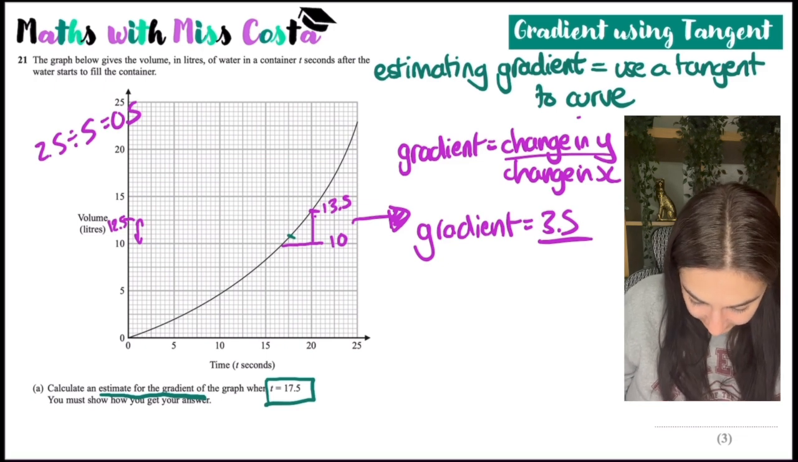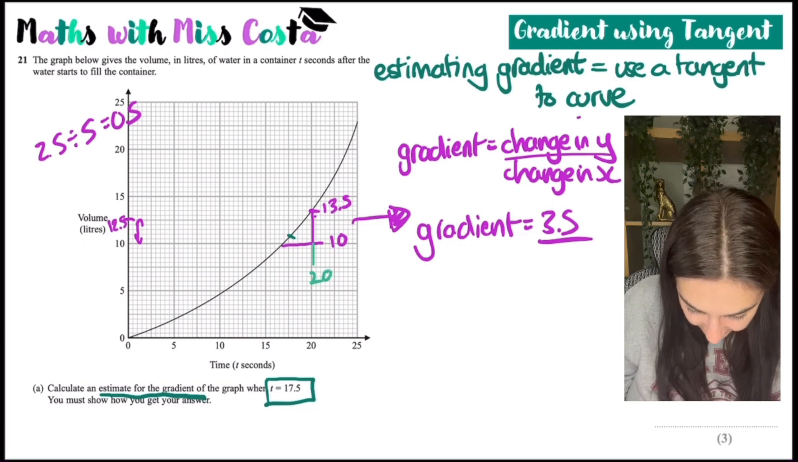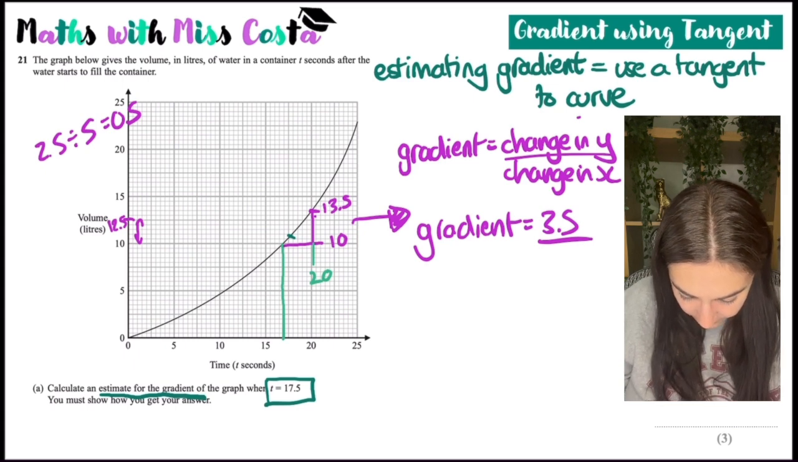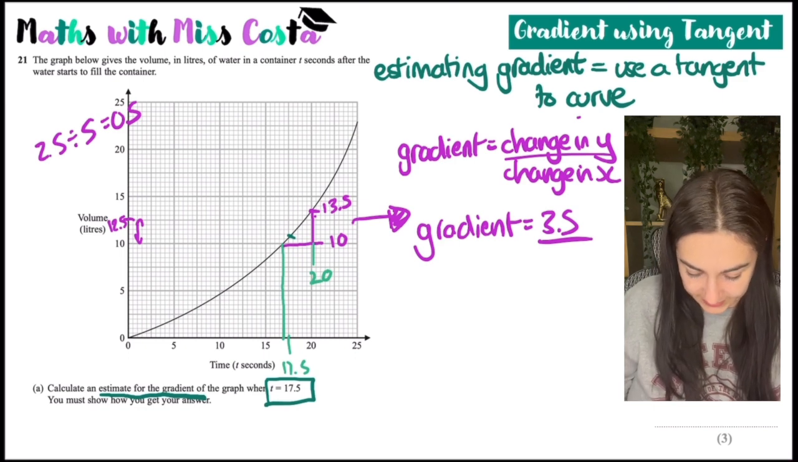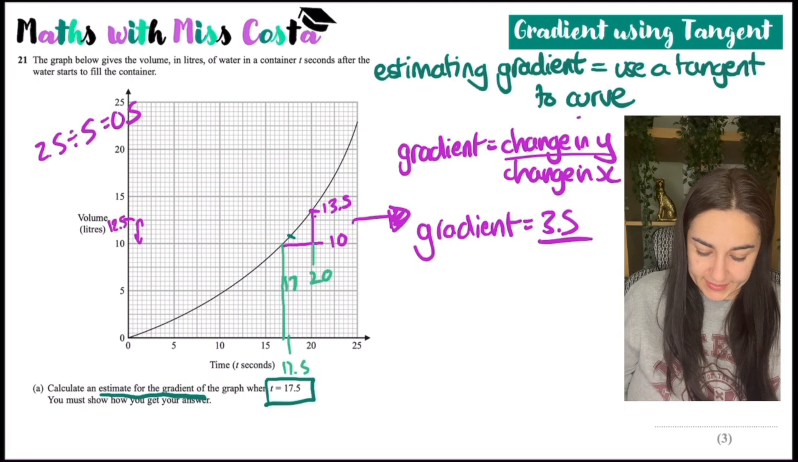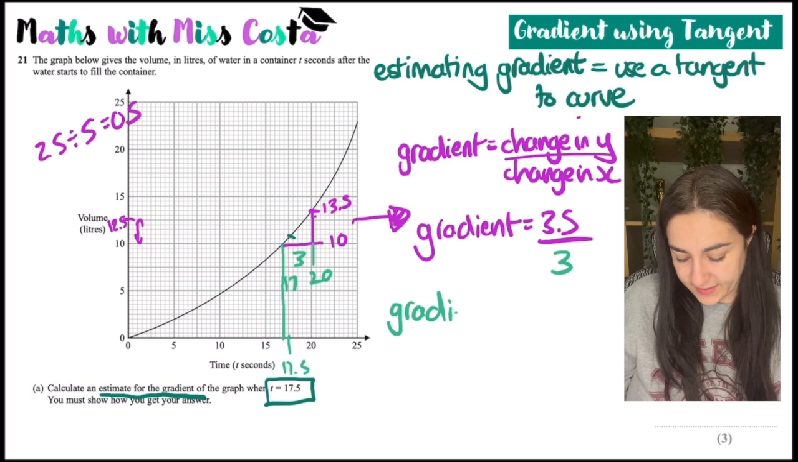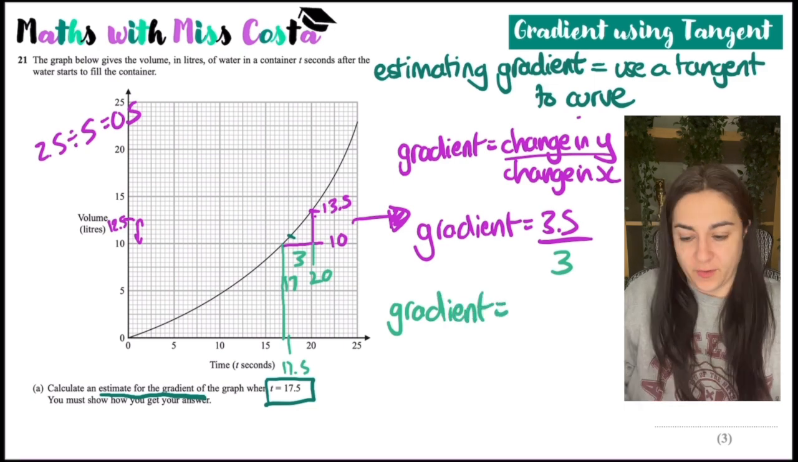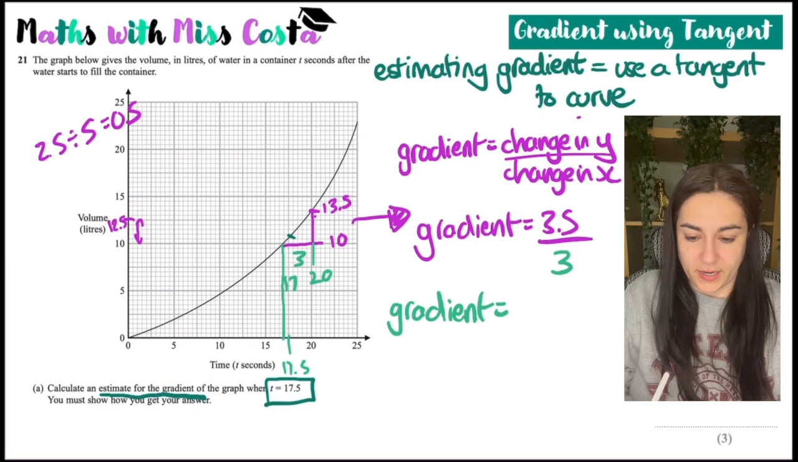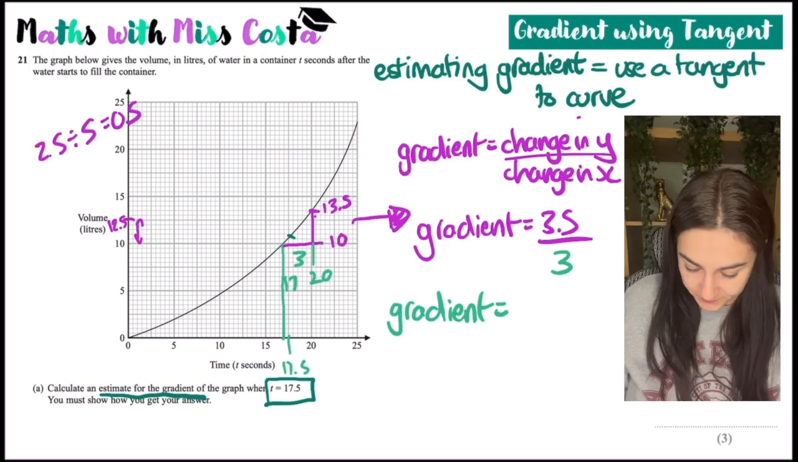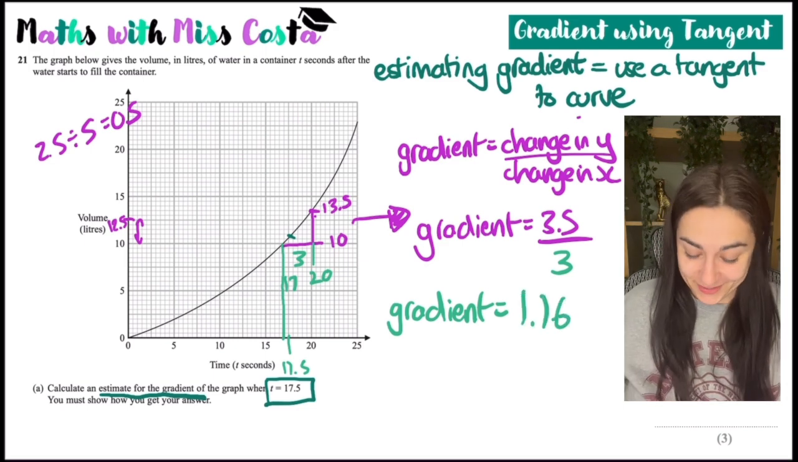And then let's look at the distance for my x values. So my x value is 20. And then over here, that value would be, well, this would be 17.5. So that value would be 17. Okay, so the distance of my x values is 3. So then the gradient is going to be 3.5 divided by 3, which gives me 1.16. And that is in range, luckily.